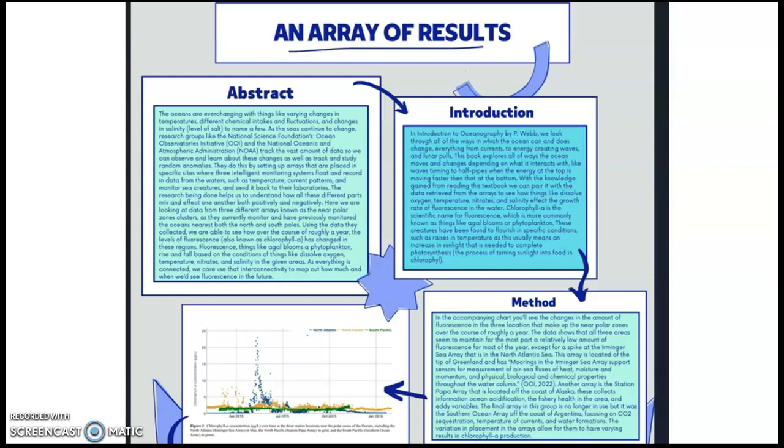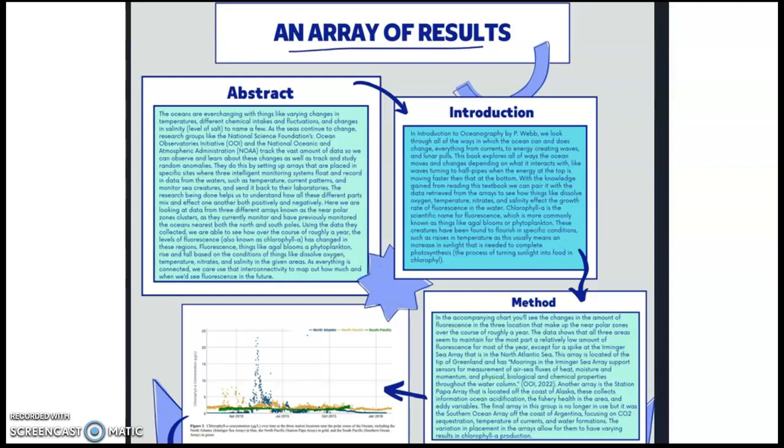They do this by setting up arrays that are placed in specific sites where intelligent monitoring systems float and record data from the waters, such as temperature, current patterns, and monitoring sea creatures, and send it back to the laboratories. The research being done helps us to understand how all of the different parts mix and affect one another, both positively and negatively.